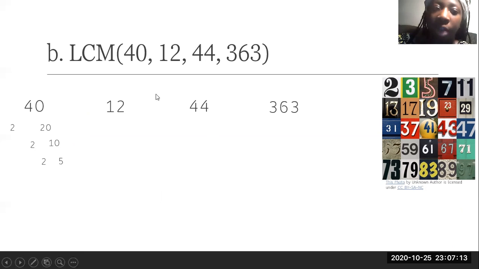Now then we'll go to 12. How many times can 2 go into 12? 6 times. How many times can 2 go into 6? 3 times. And we have all prime numbers, which means we'll stop.